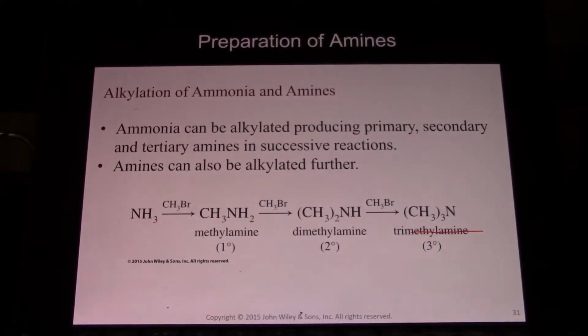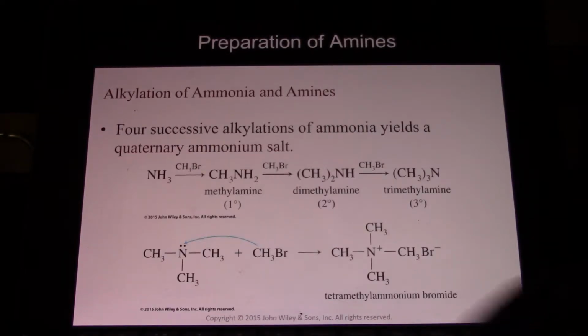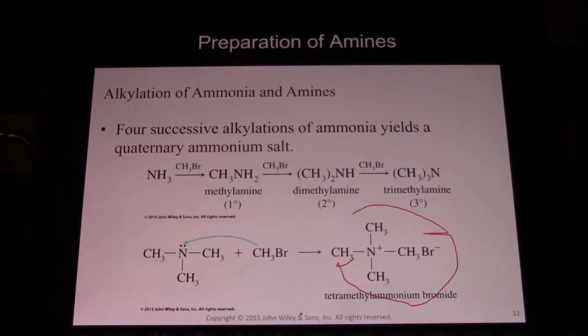And then some of it gets over-alkylated to the quaternary tetramethylamine bromide compound, which is what we see here, because nitrogen can grab up to 4 compounds. And that gives you a quaternary ammonium salt. And again, we end up with tetramethylammonium bromide.